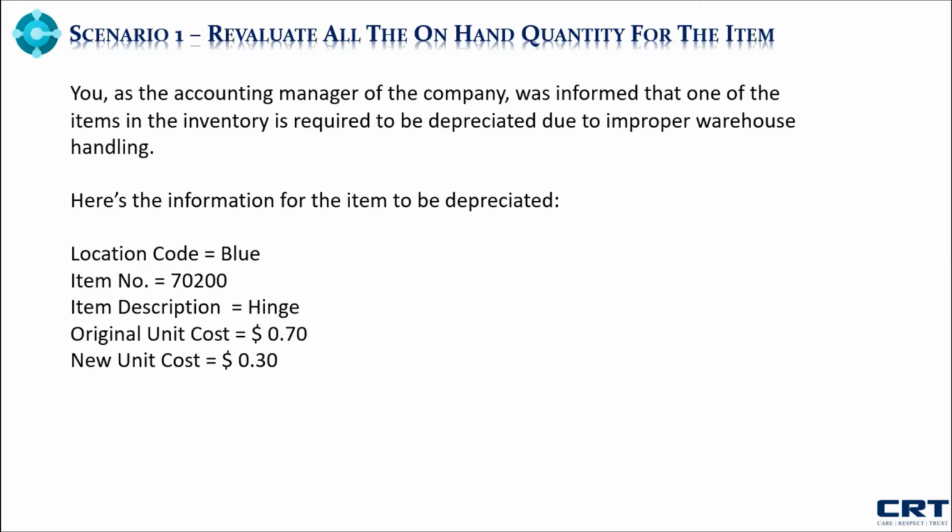For this scenario, we will depreciate all the on-hand quantity in the location Blue, for the item Hinge, which has the item number 70200. The cost before the damage is 70 cents each. After the damage, we will adjust it to 30 cents each. So let's have a look at what we can do inside NAV to complete this task.